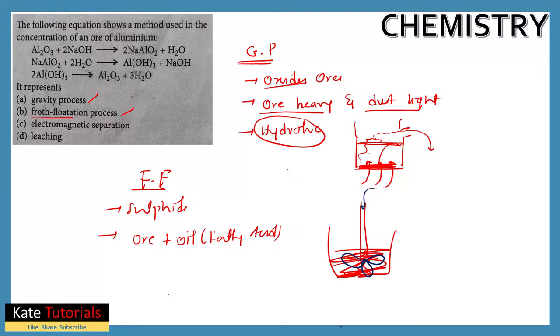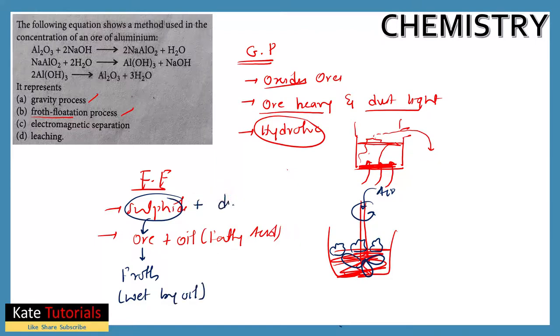So here there will be a fan like thing. Here we supply air and we rotate it, because of which there will be formation of froth like this. And the principle here is, these sulfide ores are coming with the froth, because these are wetted by oil, whereas gangue particles will be there, right? Gangue means any dust particles, they will be wetted by water.